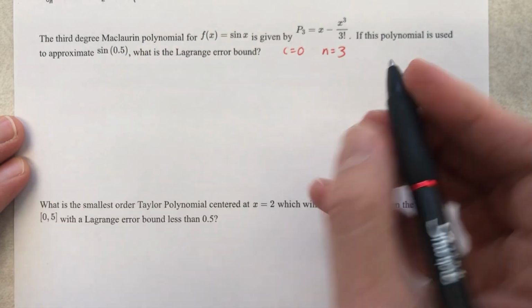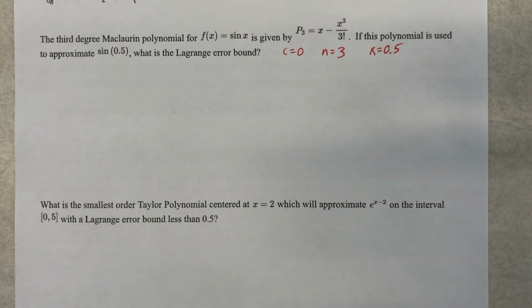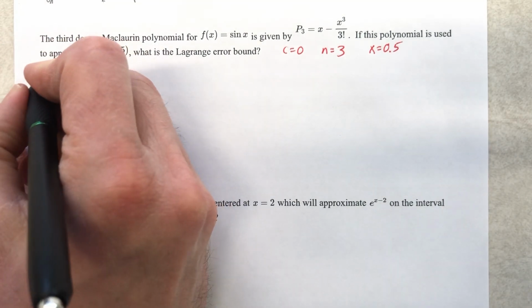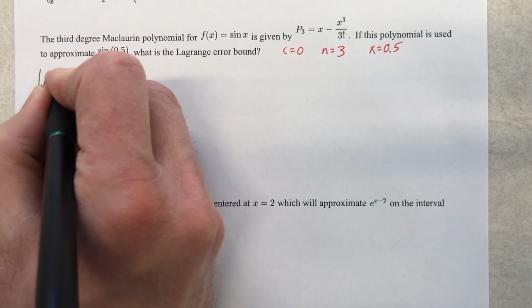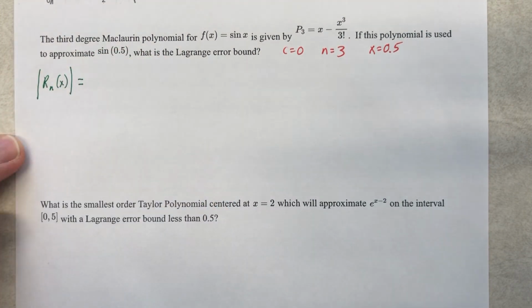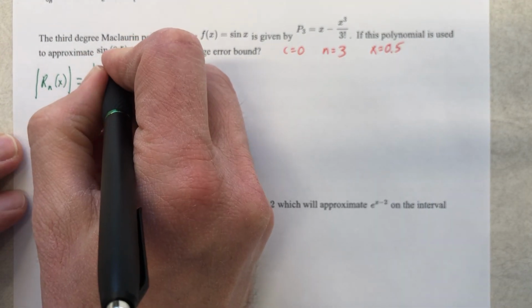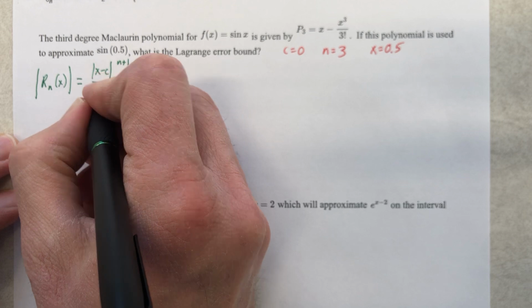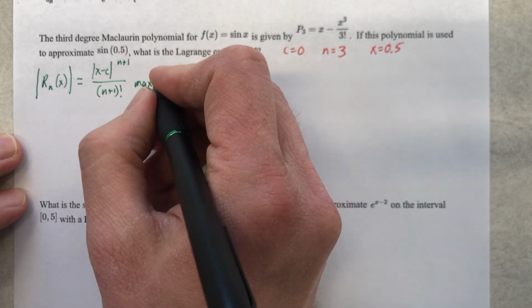Okay, sine of 0.5, that means we have an x value of 0.5. I'm just writing the things that I know. Those things that I know went there in red, and let's begin this process. The more you write the formula, the more you'll remember it. So, absolute value of r sub n of x is, and this is the error, and it's given by this, x minus c, the n plus 1 over, and then n plus 1 factorial, and then the maximum value.